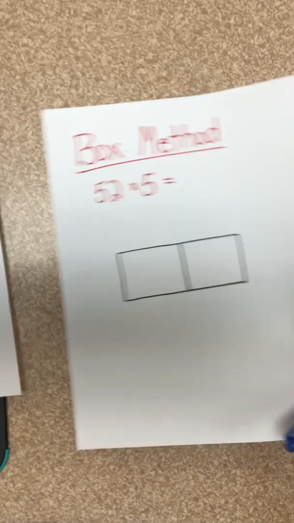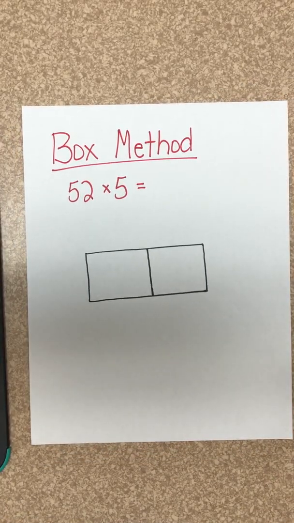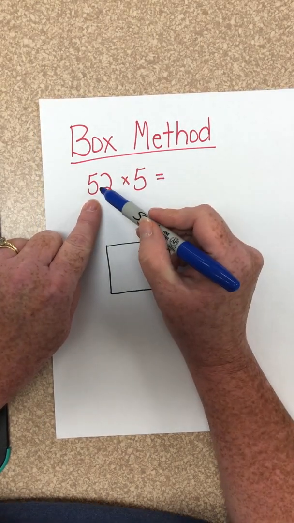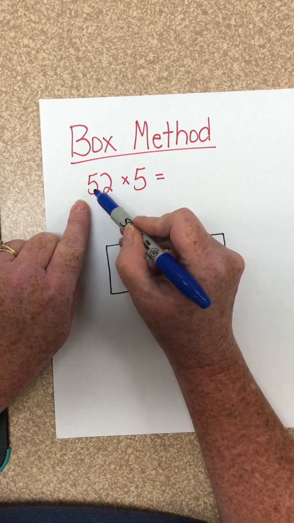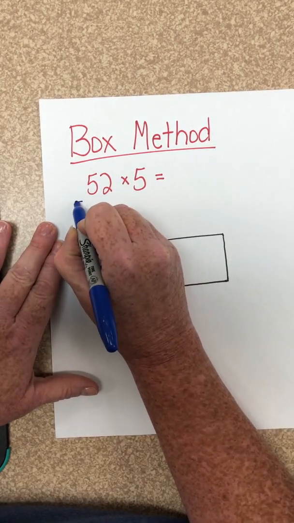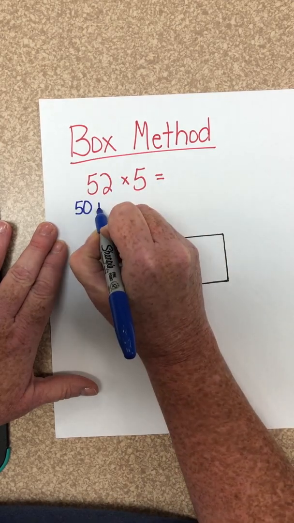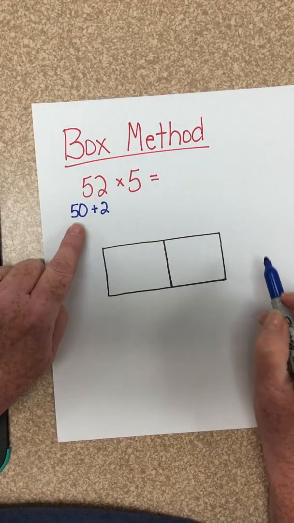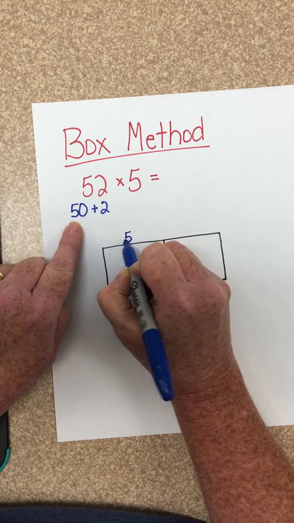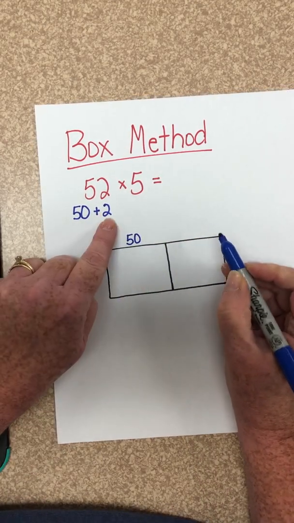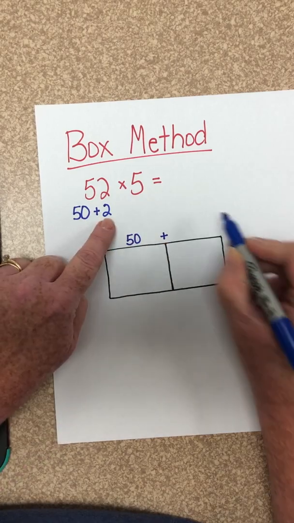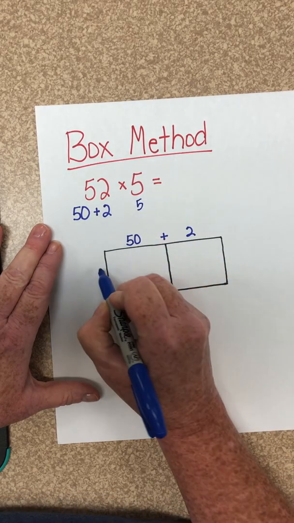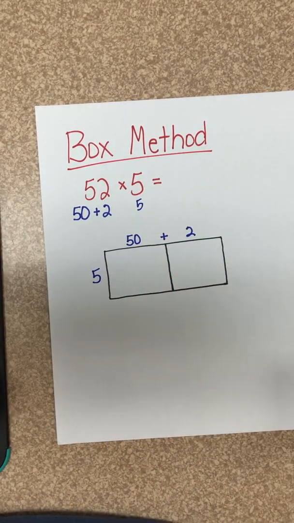Let's look at multiplication using our box method. To do the box method, we look at the first number, and in this case, we say 52. The 5 is in tens place, so let's write that as 50 plus 2. So when we go to the box number, the 50 I'm going to write above the first box, and then I'm going to put the plus here, and now 2. 5 is only 1 digit, so that's going to go in front of this rectangle.